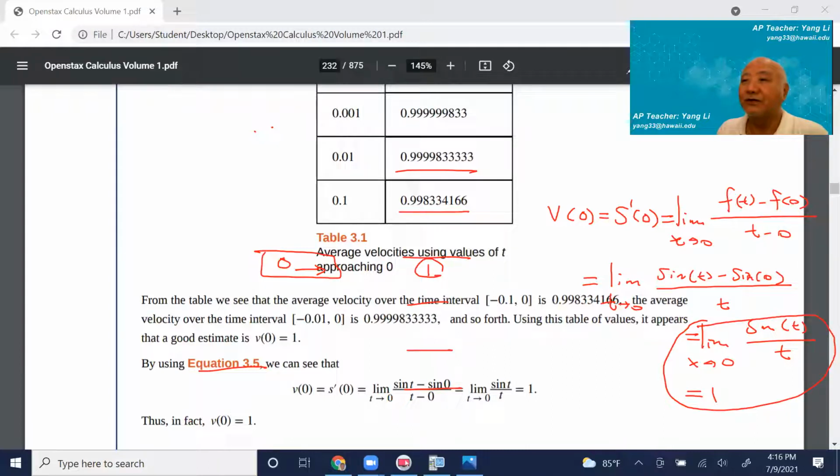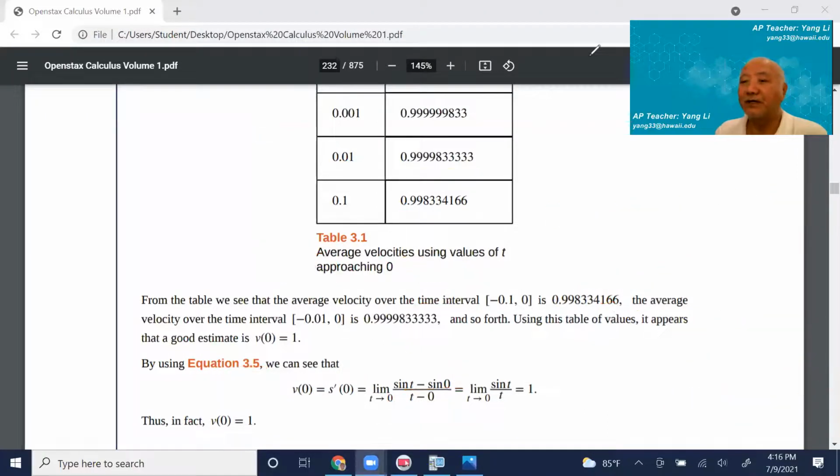And then we're going to move on to this part here.